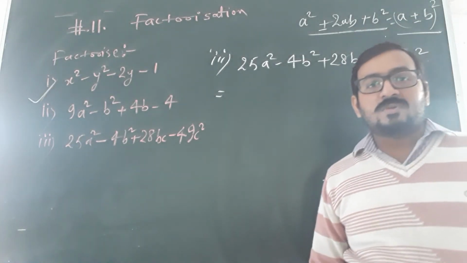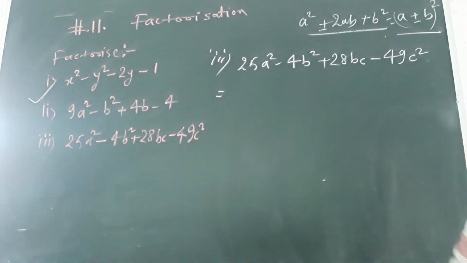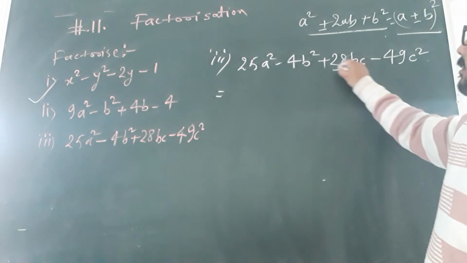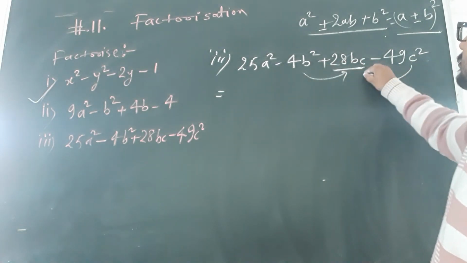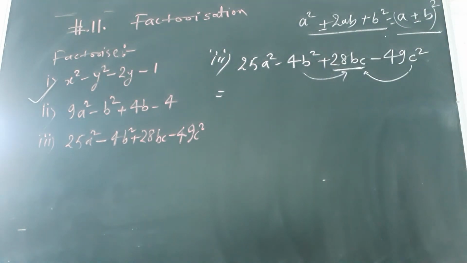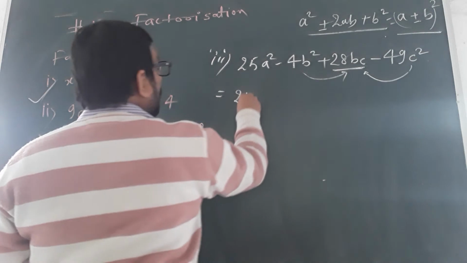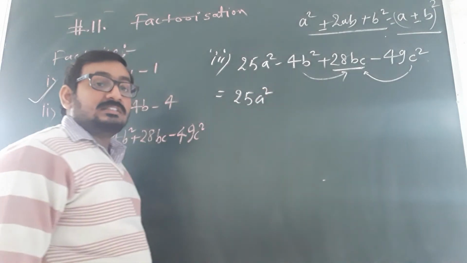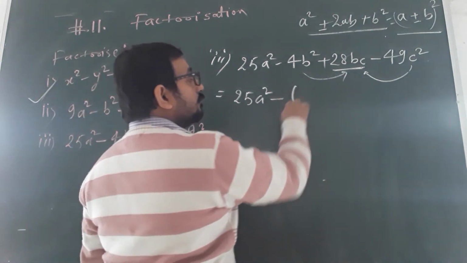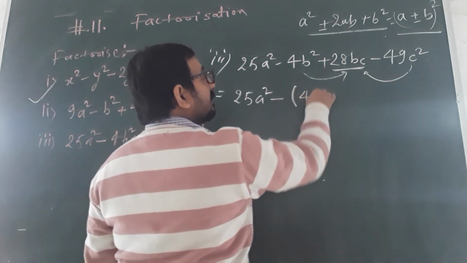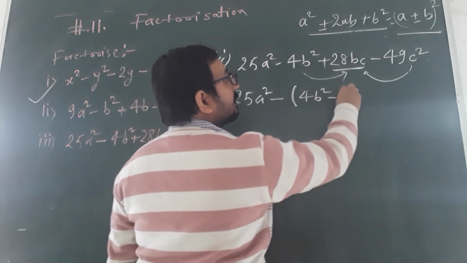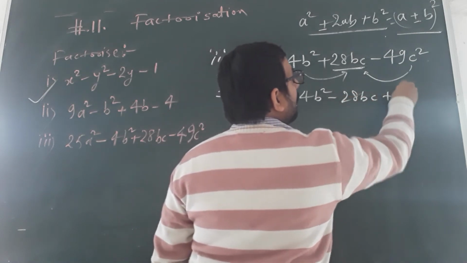Okay dear, now the last one is 25a squared minus 4b squared plus 28bc minus 49c squared. See here, in these terms we have b and c, the last three terms are familiar from this formula. 25a squared, the last three terms separate within a bracket, so we use this minus sign and a bracket. This one is 4b squared, we have a minus sign, so change the signs on this side, so minus 28bc plus 49c squared.